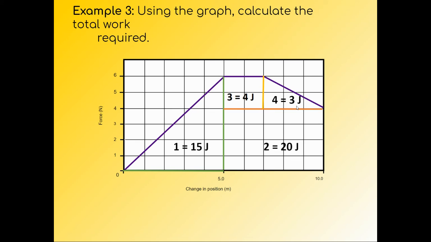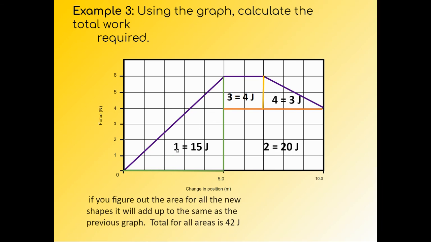Now, my numbers look a little different than my last one. My last one was 15 plus 12 plus 3 plus 12. Okay, my numbers are a little bit different. My two triangles are the same, but my rectangles are a little bit different. But if I take these numbers and I add them up, okay, I get the same amount of energy. I still end up with 42 joules.